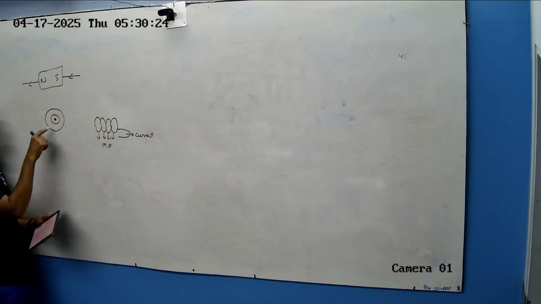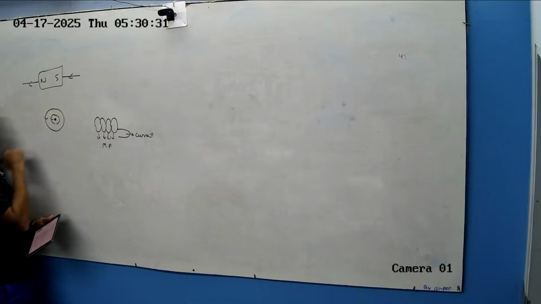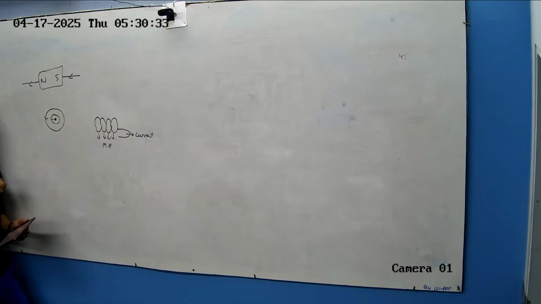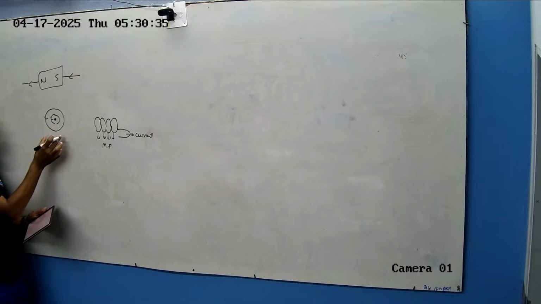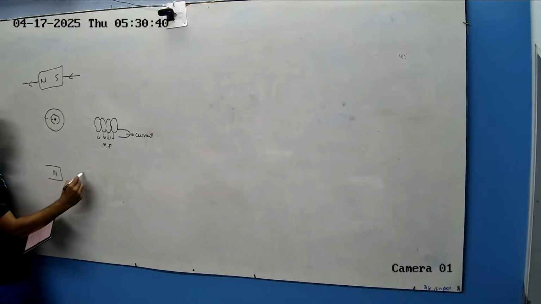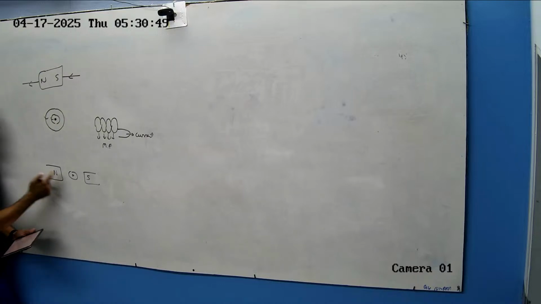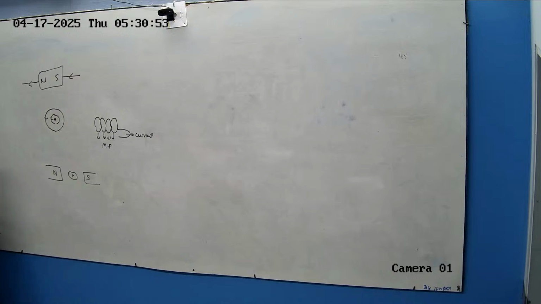So therefore, circle means what? In or out? Out. So therefore, the magnetic field is going in an anti-clockwise direction. What would happen now if I take a magnetic field and place a current carrying conductor in it? These two magnetic fields will interact, and it will experience a force given by Fleming's left-hand rule.